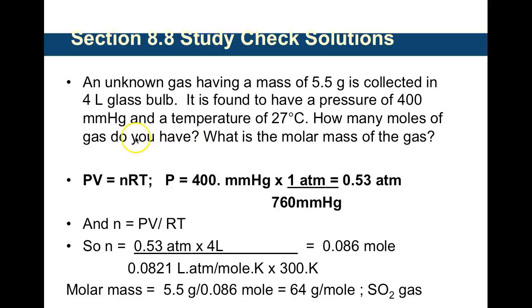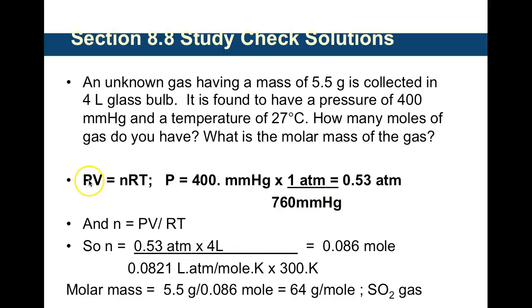And the final study check problem was, an unknown gas having a mass of 5.5 grams is collected in a 4-liter glass bulb. It's found to have a pressure of 400 millimeters of mercury and a temperature of 27 degrees centigrade. How many moles of gas do you have? What is the molar mass of the gas? So I decided to convert the 400 millimeters of mercury into atmospheres so that I can use the gas law constant of 0.0821. So 0.53 atm, right?